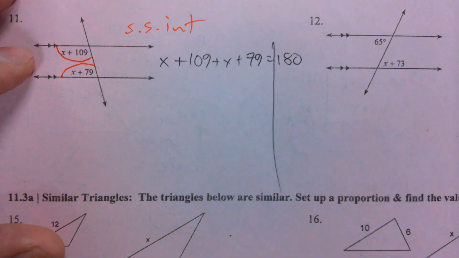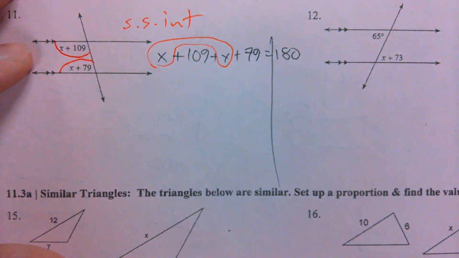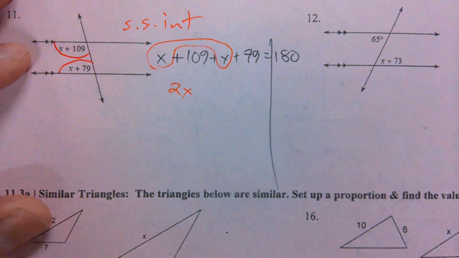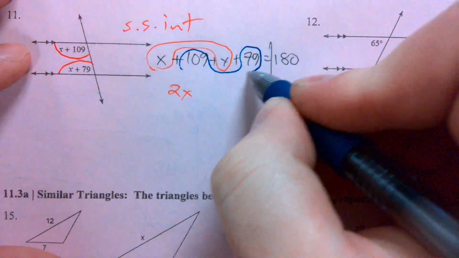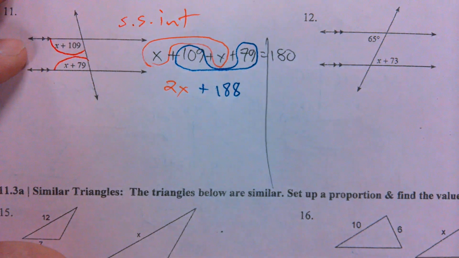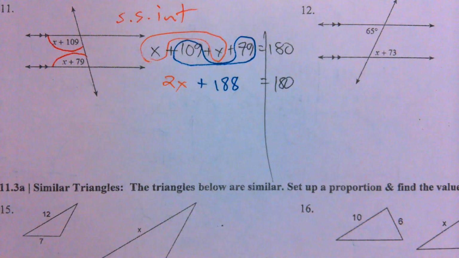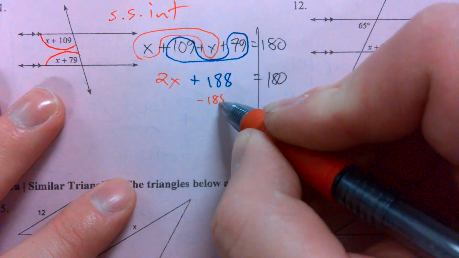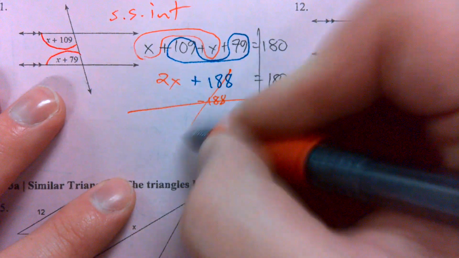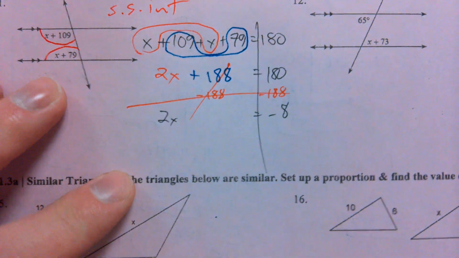What are my like terms I can combine on the left? x plus x. How many x's is that? 2 of them. And then I got 109 plus 79, which makes 188, equals 180. So we're just condensing our left side, combining those like terms. What can I do now? Subtract 188 from both sides. Very nice. Now what's 180 minus 188? Negative 8. And that is okay.